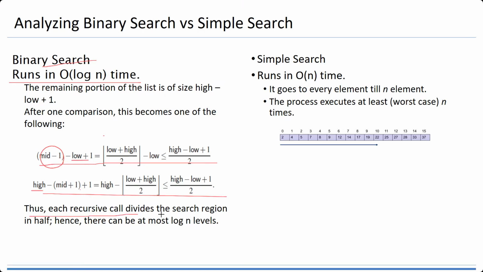Thus, its recursive calls divide the search region in half. Hence, there can be at most log n levels. So every time we will divide by 2. Divide by 2, so that's why we call this half. But if we use the simple search, it will check every element. It will do 1, 2, 3, 4, 5, at least until n times. So we call this n time.